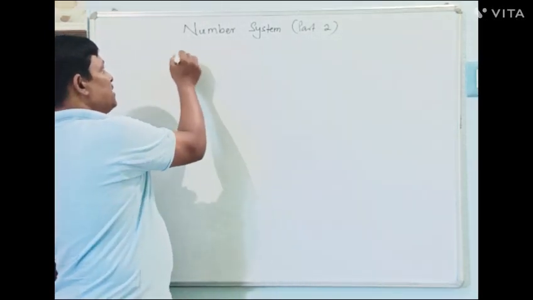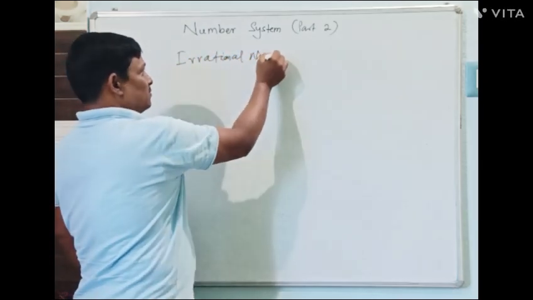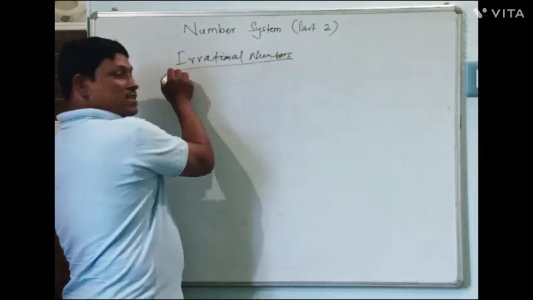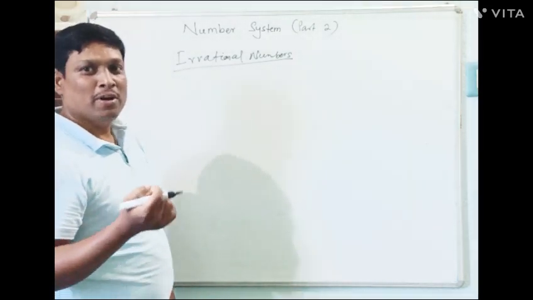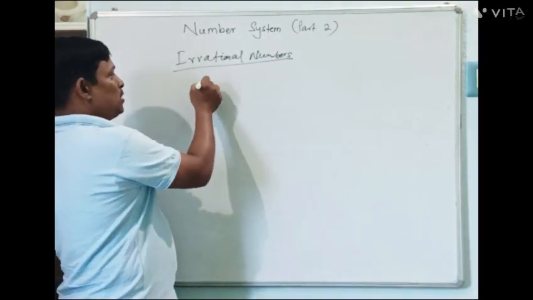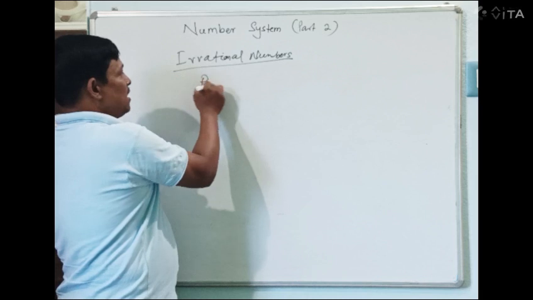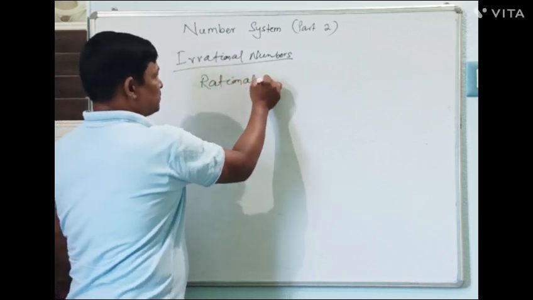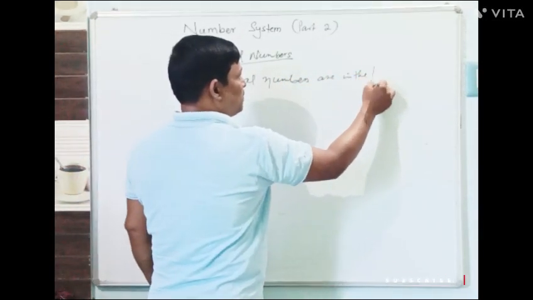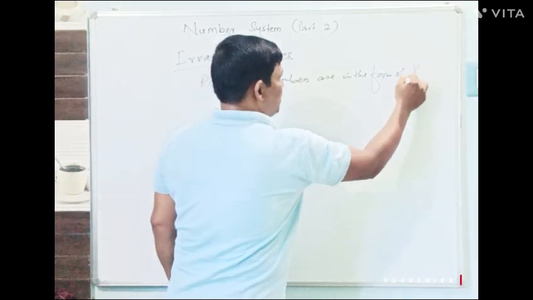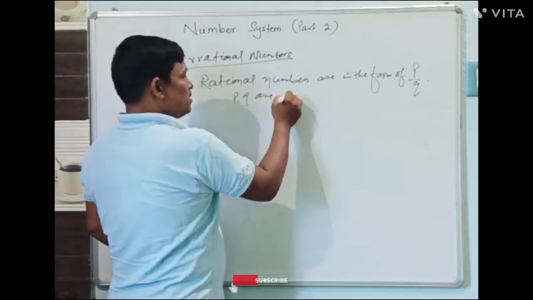Irrational number. In the previous class, we discussed the rational numbers. The numbers which are in the form of p by q are called rational numbers. So rational numbers are in the form of p by q, where p and q are integers. This is the condition.